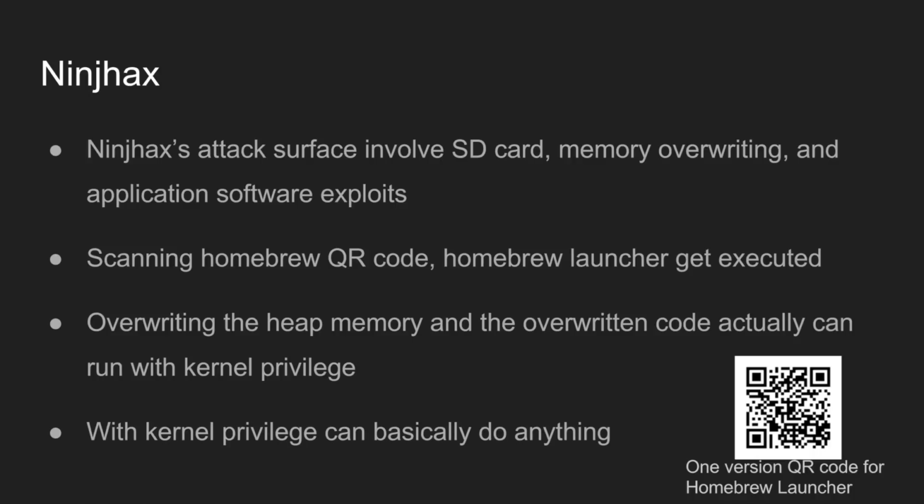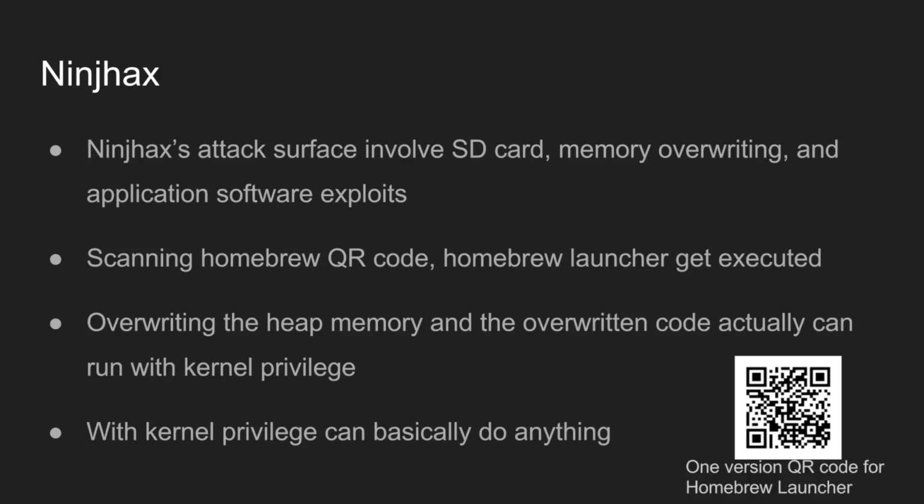This exploit is called Ninja hacks, which is introduced in this slide. It allows you to run unsigned code on the 3DS console. Since what you have overwritten is the kernel heap, the unsigned code is running at kernel privileges. In practice, Ninja hacks is used to trigger the bootstrap of the Homebrew Launcher.